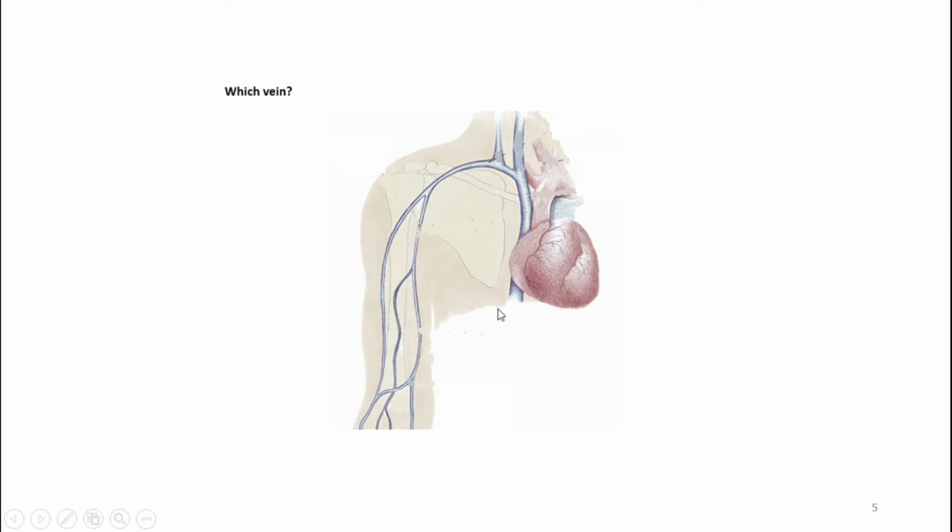Which vein do we inject? We inject in any major vein in the right arm, but if we have any restriction, for example, the patient has an AV fistula or doesn't have an arm because of amputation or any reason, we can use the left arm or even the femoral vein.